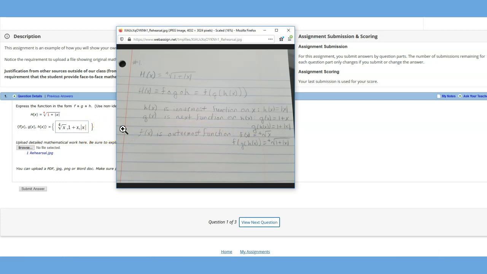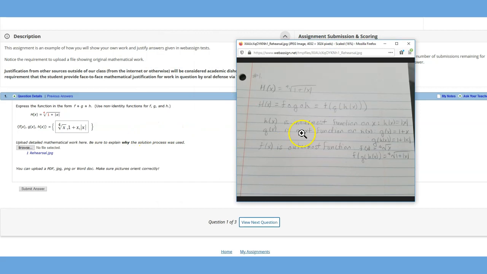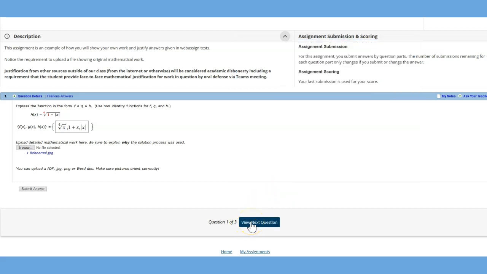I want to show you what the work would look like. Of course, it's going to vary because it would be your own unique work, but here is my work showing a detailed mathematical justification and why I'm using the process that I'm using here. The why is the big part. Notice that a lot of times when you upload a picture, it uploads sideways and then it's hard to read. There's a way to adjust the properties of your JPEG file on your computer so that it orients the proper way.